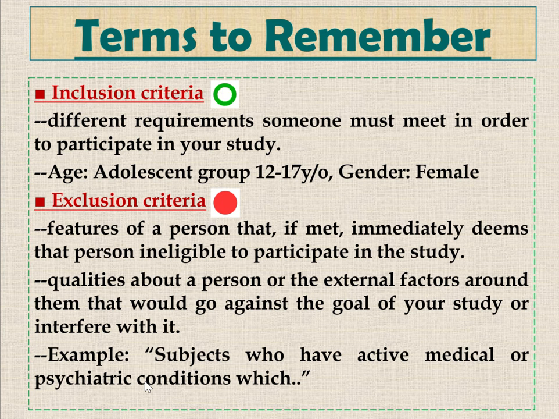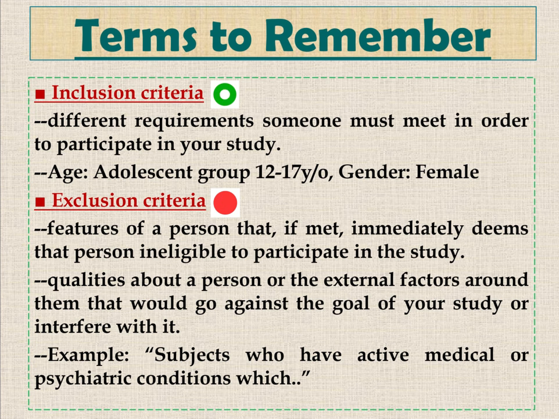So, yung sample statement na ginagamit dito in general would be something like this, no? Subjects who have active medical or psychiatric conditions which, in the opinion of the researcher or investigative team, would compromise their ability to participate in the study. So, yun yung a general statement that we commonly use to indicate our exclusion criteria. So take note that it is your responsibility to determine which criteria are crucial for your participants to meet in order to help the study collect the most significant results. So kayo ang mag-a-identify niyan depending on your study.